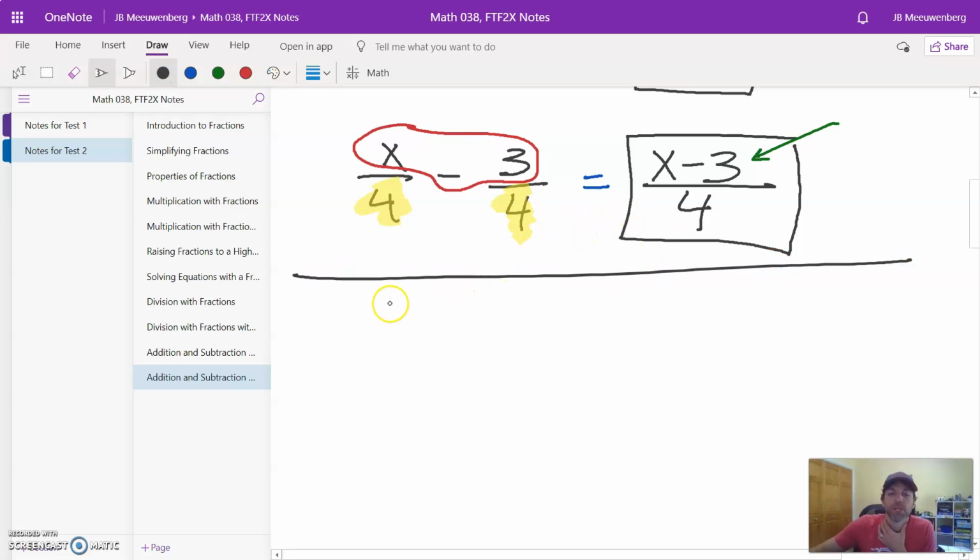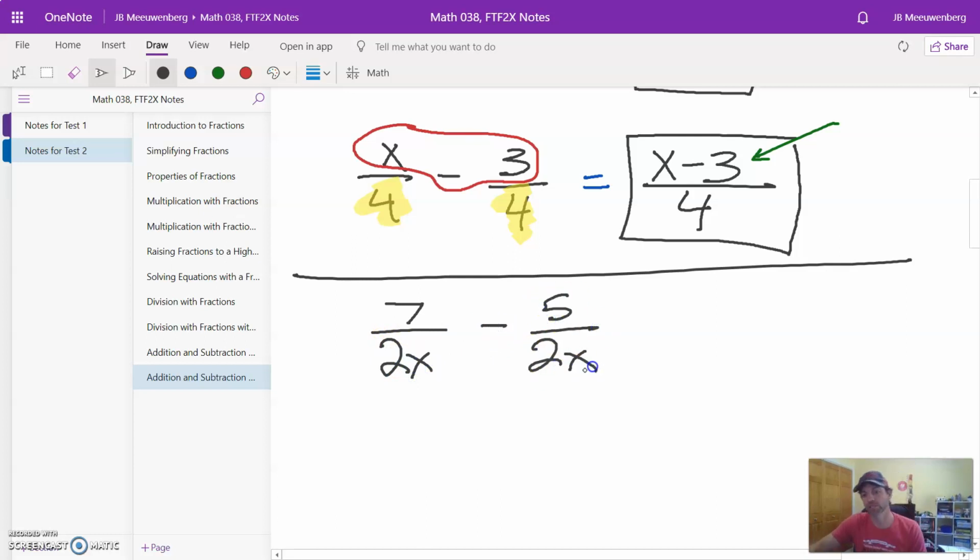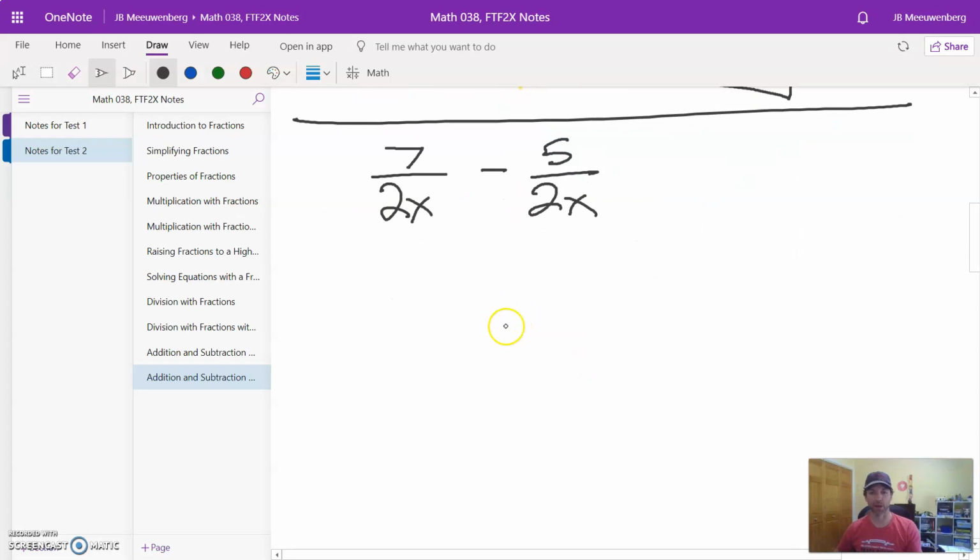Here's another one. 7 over 2x minus 5 over 2x. Pause the video, stare at it, think about it, try something. In this case, what you might notice is that there are variables in the denominators now. There are no variables in the numerators, but they are down below. But they're the same. They both have a 2x, which means I don't have to change them at all. Just like the other problems, that's going to be the new denominator, 2 times whatever number x is.